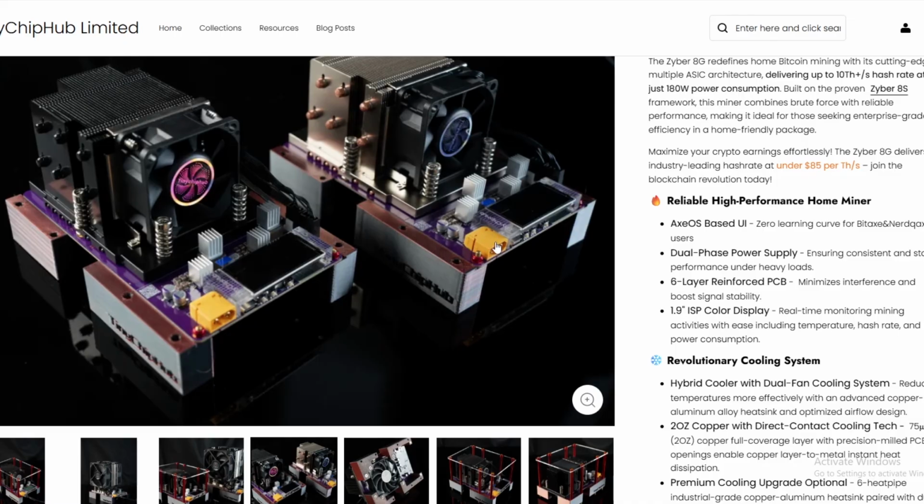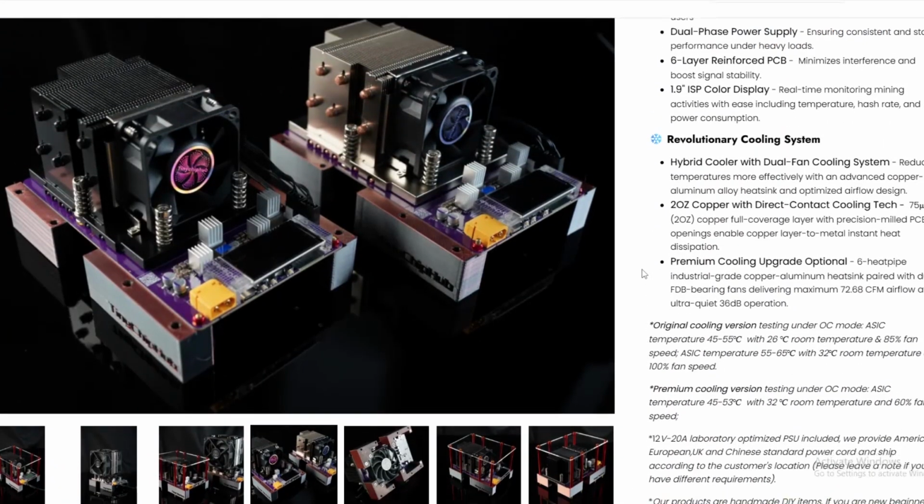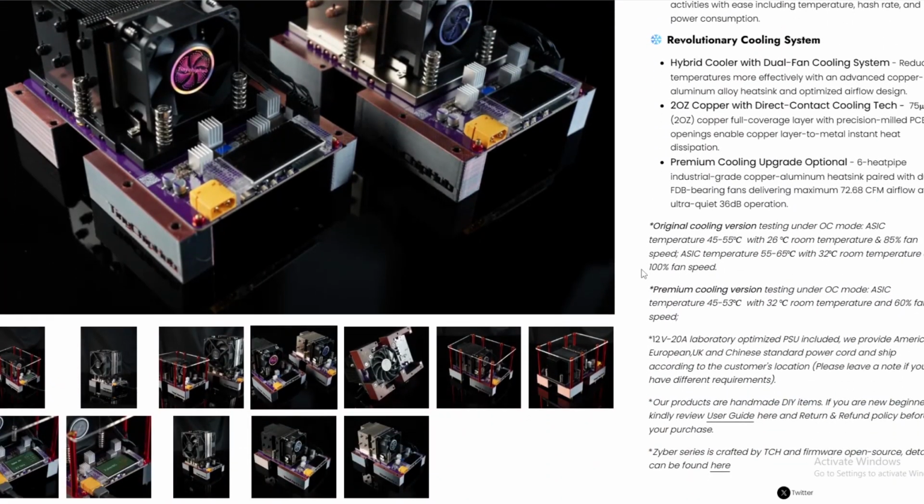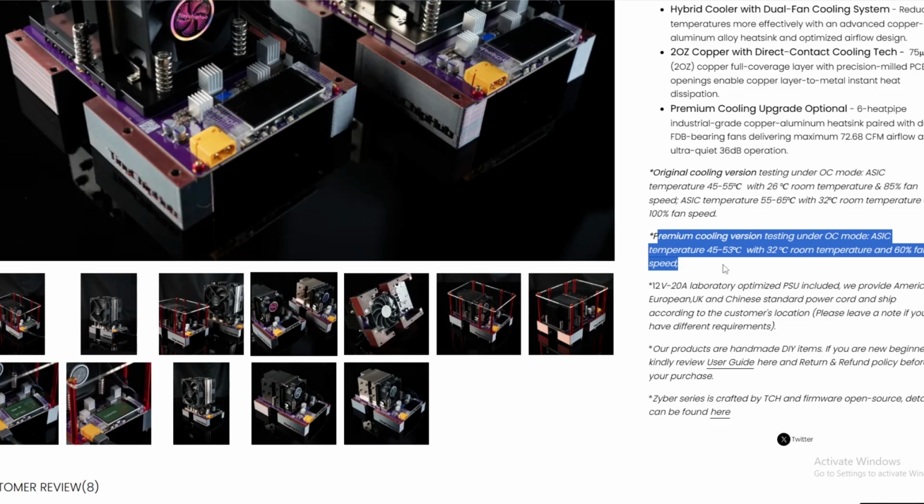So the bitaxe, the Nerd QX, even the bitaxe hex all use a barrel instead of this TX 30 or 60. I'm kind of blanking on which one it is. But it is a 12 volt system as well, so you can use it with power supplies that also run on the Nerd QX. So the premium cooling version that we could go and test is a temperature of 45 to 53 degrees with 32 degrees room temperature and 60% fan speed.